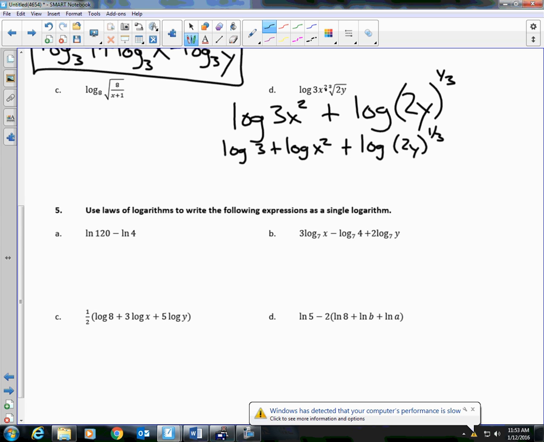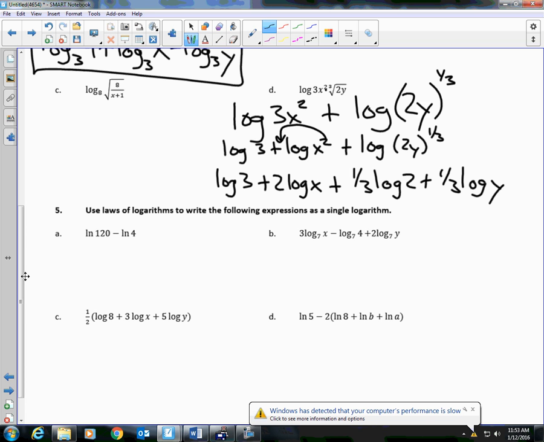So the log of 3 is good. Log of x squared. Yeah, the exponent can come out front. Remember that rule? So we have the log of 3 plus 2 log of x plus 1/3 log of 2 plus 1/3 log of y. So I did 2 steps for that last one. The 1/3 has to be attached to both because it's not just the y that's being taken to 1/3, the 2 is as well. That's my answer.